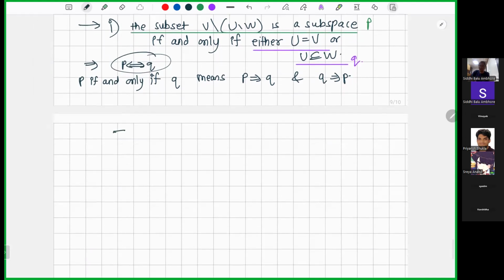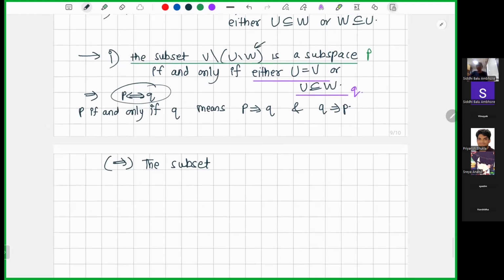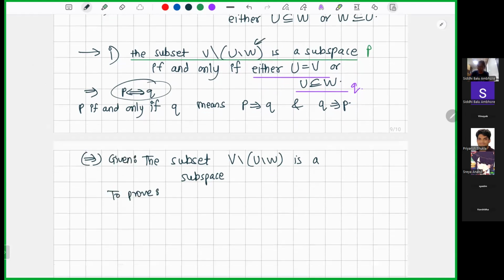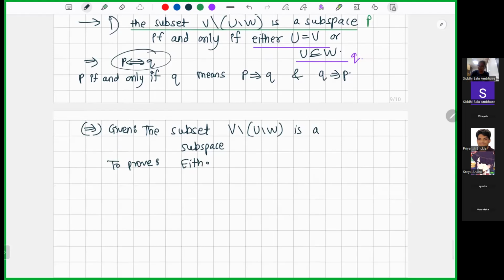So first implication, that they are saying that this it's just a subset of V, and they are saying that this subset is a subspace. So this subset V minus U minus W is a subspace, is what we are given, and we have to now prove that either U is equal to V or U is contained in W. This is what we need to prove.